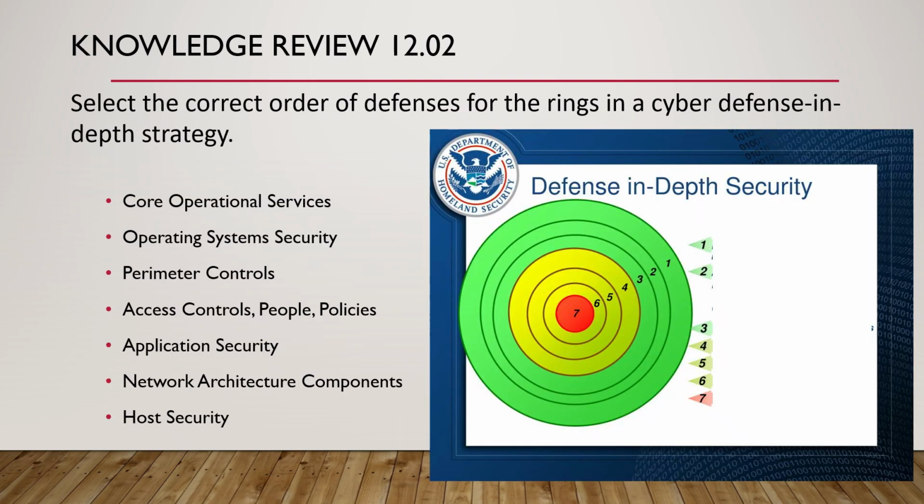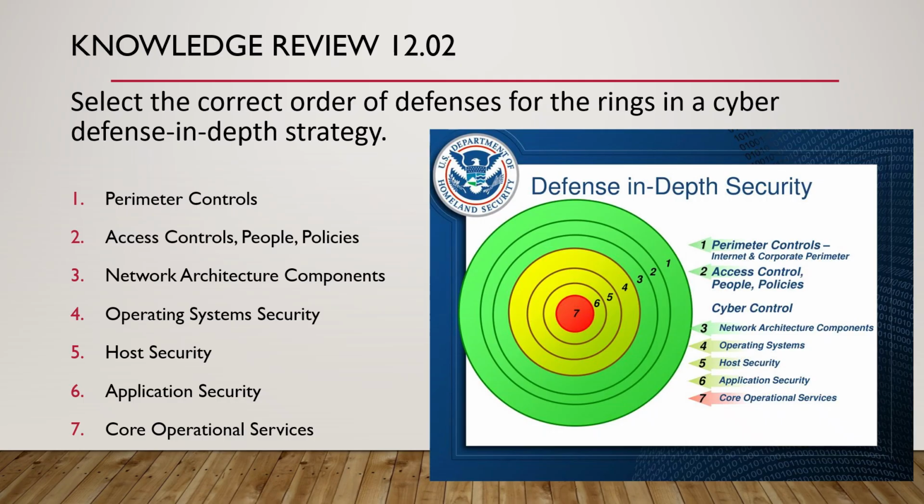Select the correct order of defenses for the rings in a cyber defense in-depth strategy. Core operational services, operational system security, perimeter controls, access controls, people and policies, application security, network architecture components, and host security. What's the order for these?